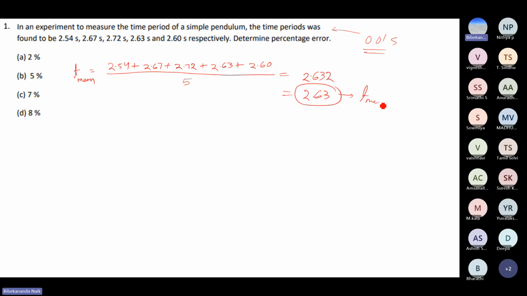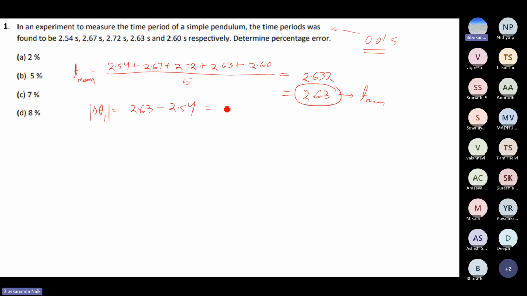This is T mean. So if you calculate the absolute error, then for T1 it will be 2.63 minus 2.54.